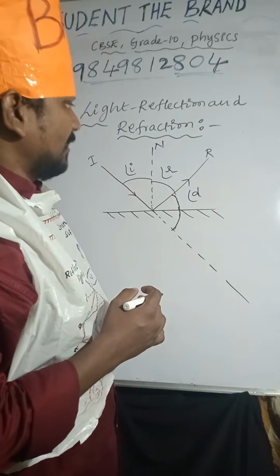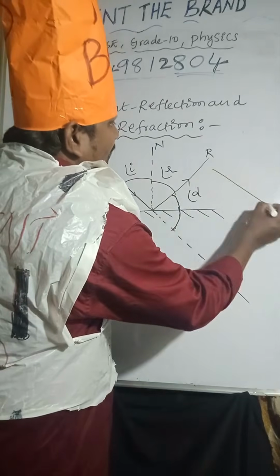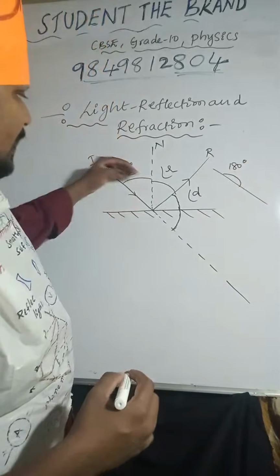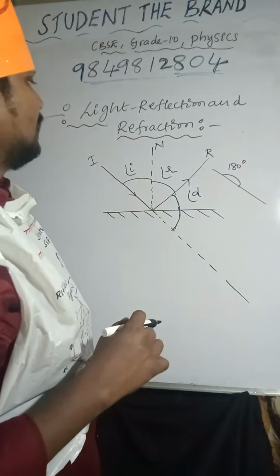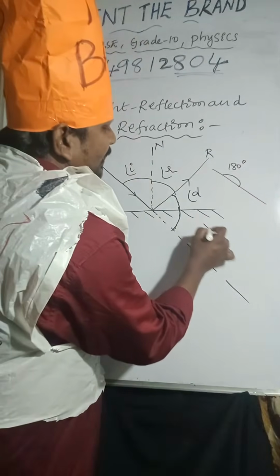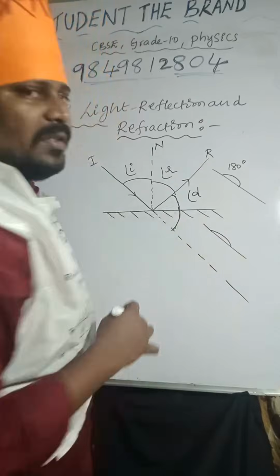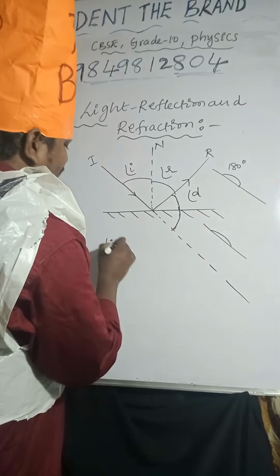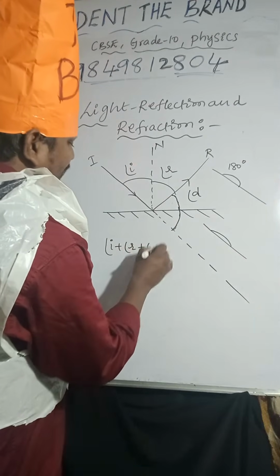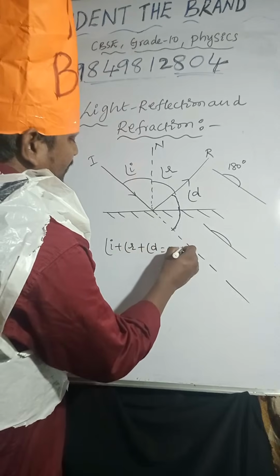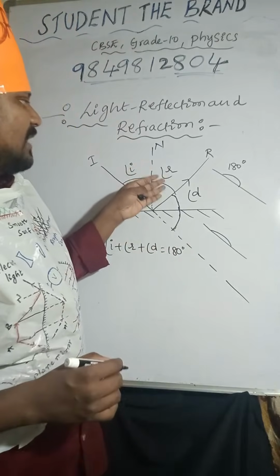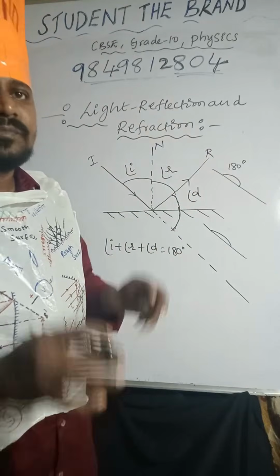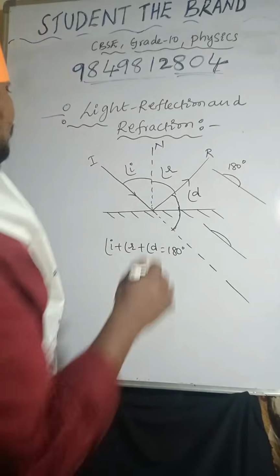Now here you can observe one thing: this linear angle is 180 degrees. We know that. So on the linear line, what are the angles? Angle of incidence plus angle of reflection plus angle of deviation equals 180 degrees. Right?